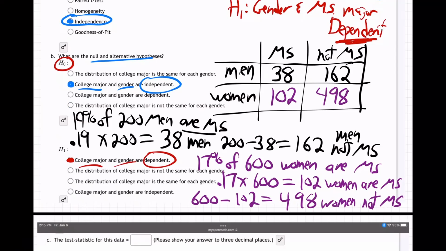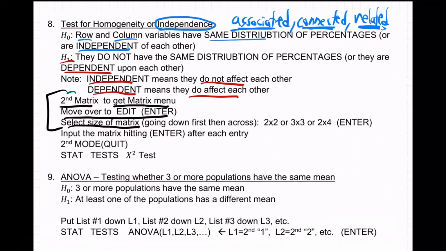So there's our table. That's going to be our matrix. So that's going to be our 2x2 matrix, right? Because it's 2 rows, 2 columns. It's a 2x2 matrix there. So now we're going to put that into our calculator. Going down to the steps, it says go to second matrix, get to the matrix menu, move over to the edit, select the size of the matrix, and so on. So let me show those steps now.